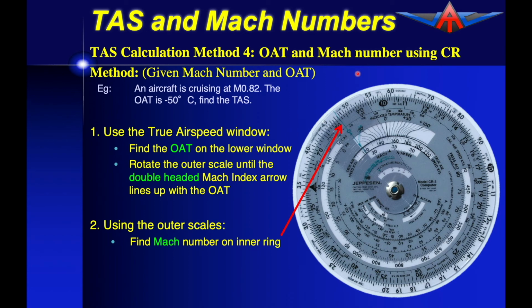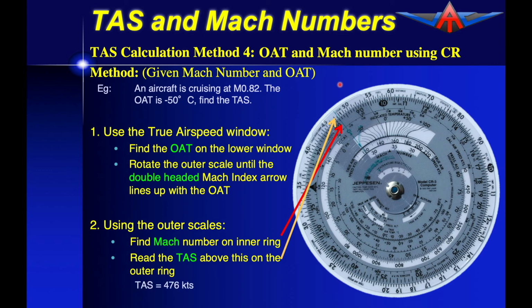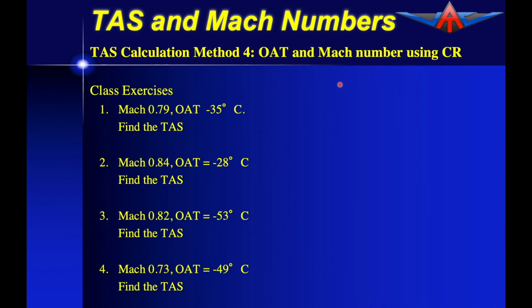We find the Mach number that's in the question, which is Mach 0.82, which is here. If you want to, you can use the cursor, the straight line cursor, and you read off the true airspeed directly above that. And so in this case, we have a true airspeed of 476 knots. Here are some exercises for you to have a try of.